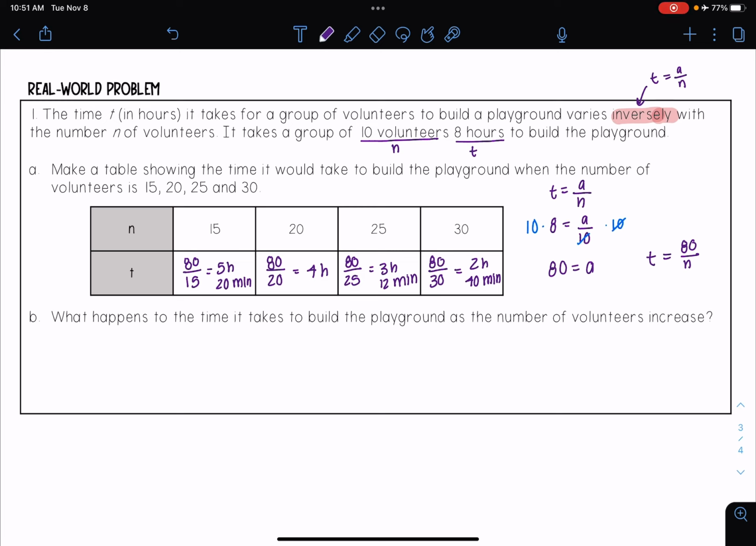Okay, and then part B says, what happens to the time it takes to build the playground as the number of volunteers increase? And so we see in this table, as the number of volunteers increase, the time it takes to build the playground decreases. So I can say it decreases.